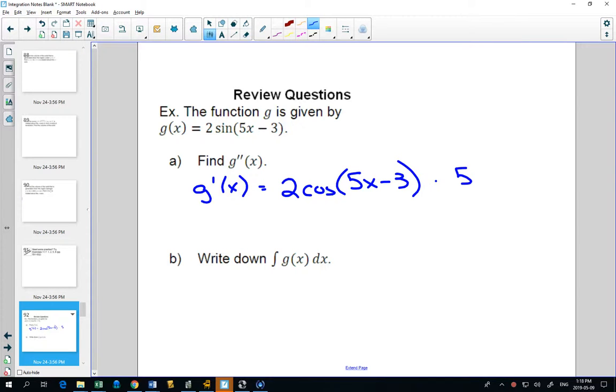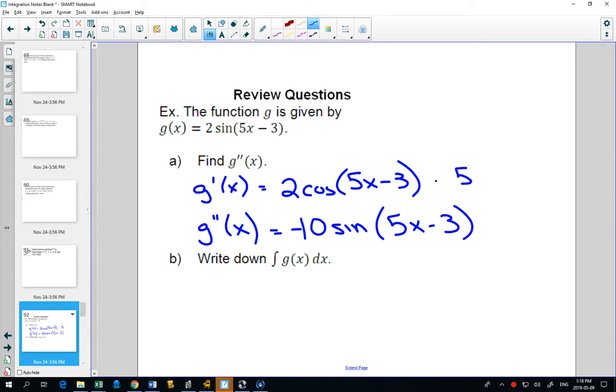And then the second derivative, we'd have the chain rule again. I'm going to multiply that 10 out in front. The derivative of cos is negative sine. Keep the inside the same, and then multiply by the derivative of the inside.